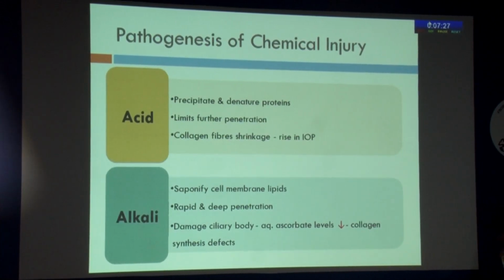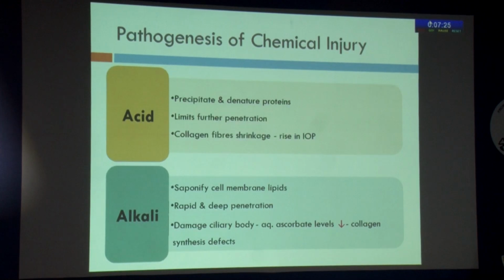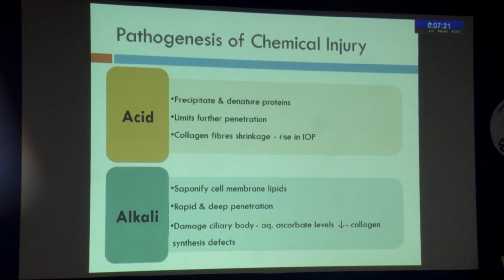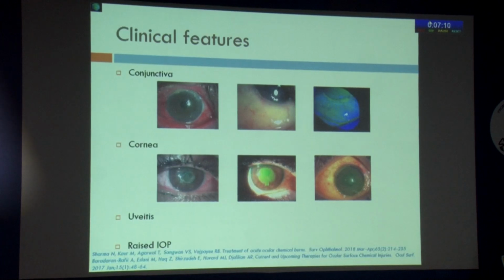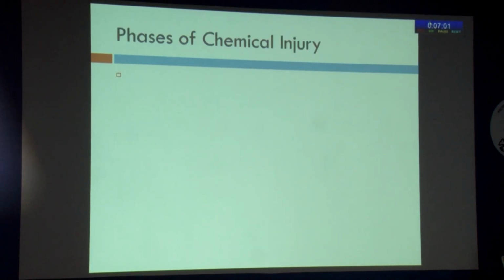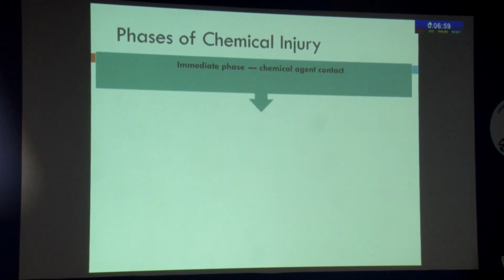We all know that acids coagulate the proteins, and this limits the penetration of the acid into the deeper parts, while alkalis saponify the cell membrane lipids and lead to deeper penetration and hence cause more damage compared to acid injuries. The clinical presentation can be variable. In conjunctiva, you can have chemosis, congestion, blanching, epithelial defect. In cornea, you can have epithelial defect, melting, sloughing. Also, there can be uveitis, raised intraocular pressure. The presentation may also vary based on the phase in which the patient is presented.